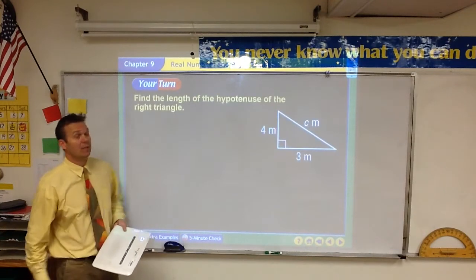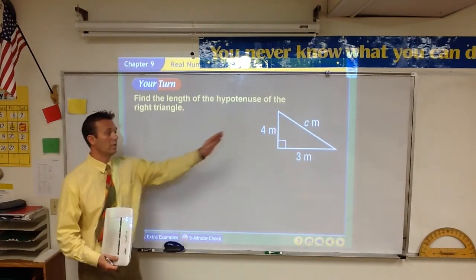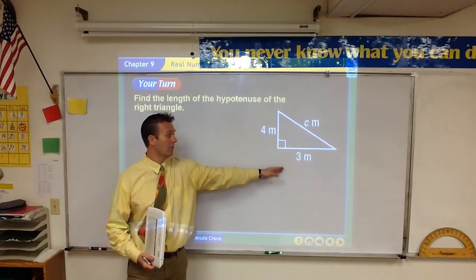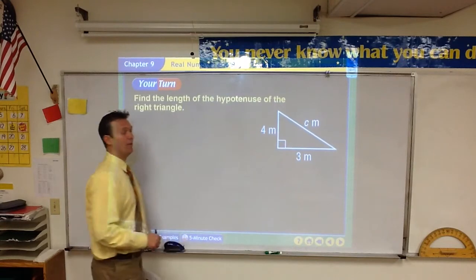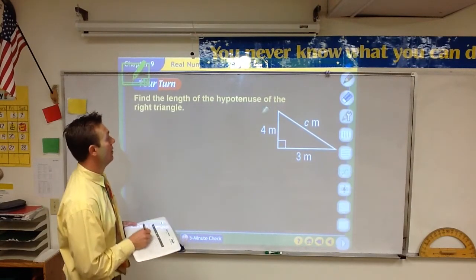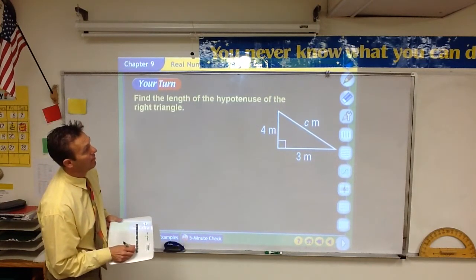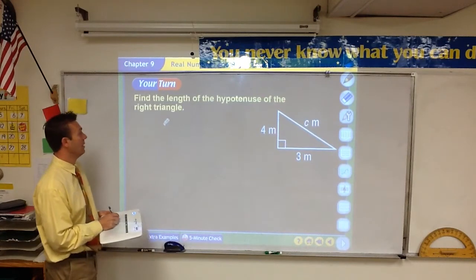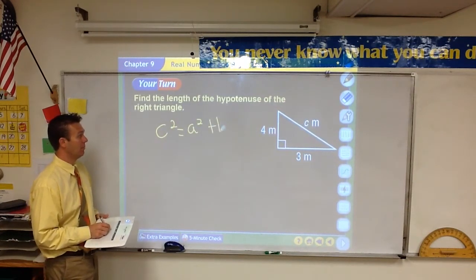Now it's your turn. Let's see how well you can do. Go ahead and write down this question. Draw out the triangle, 4 meters, 3 meters, and C meters. Remembering that your formula is, and I'll give you a little helpful hint here, and let's use yellow. C squared equals a squared plus b squared.